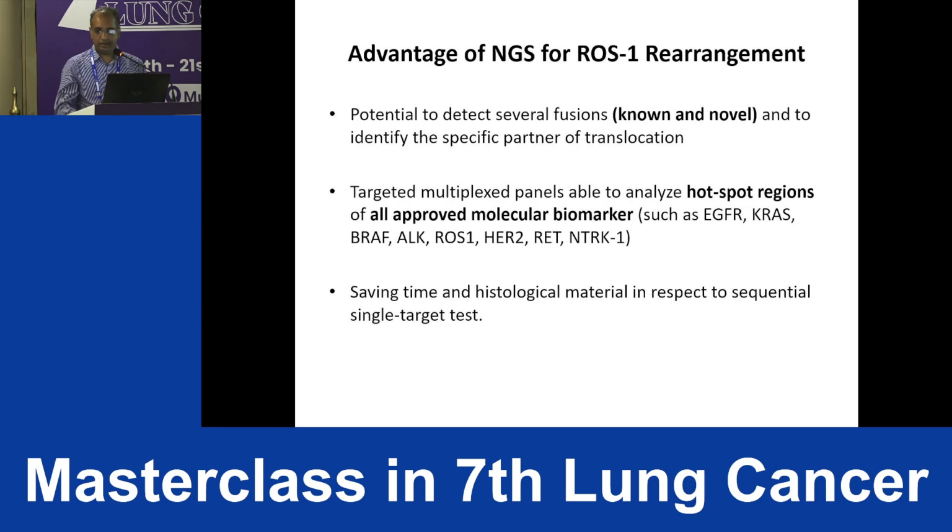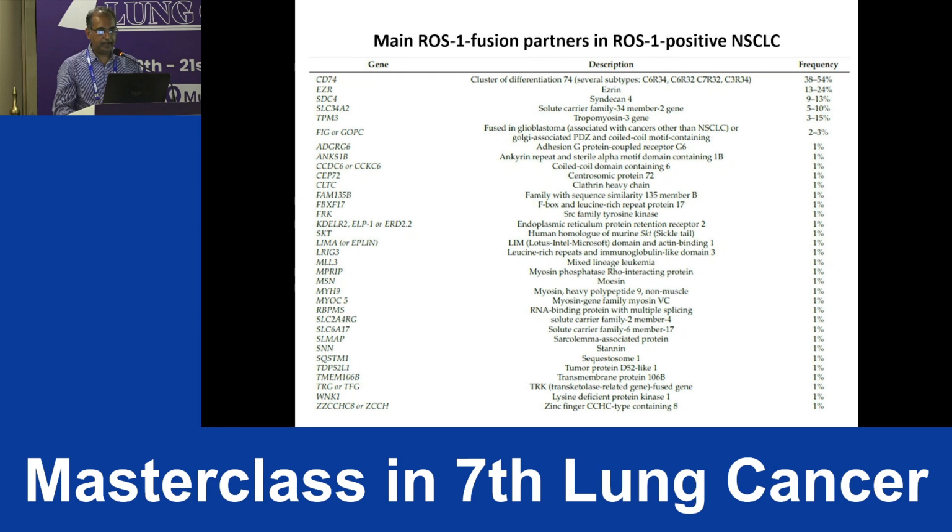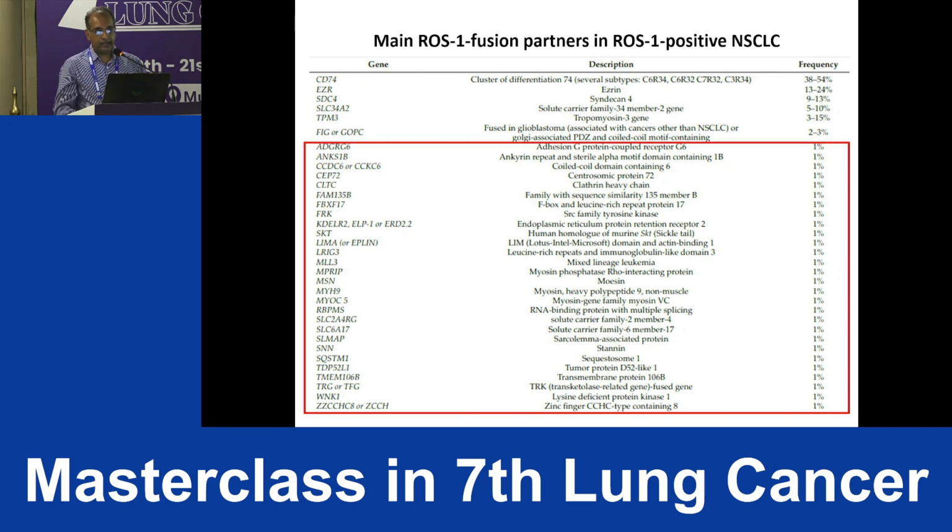So I'll be wrapping up in 1 minute. The targeted multiplex panels are able to analyze the hotspot regions of all the approved molecular biomarkers besides ROS1, and it saves time and histological material compared to sequential single targeted tests. So this was the slide I initially showed, and you can see that these very infrequent ROS1 fusion partners were detected only by NGS techniques.